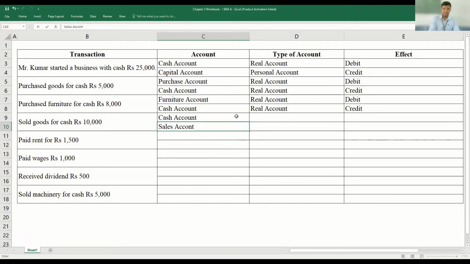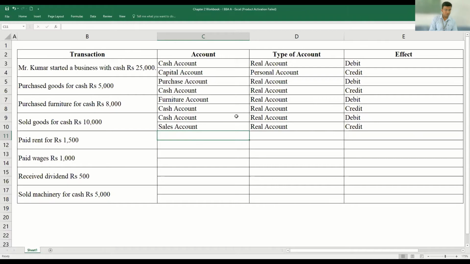Cash account and sales account. Cash account is what type of account? Cash account is real in nature. Sales, what type of account is it? That is also real in nature. Now, when you sell goods for cash, cash will be coming into your business, so that is debit. And what is happening to the goods? Goods will be going out, so you will credit. The next transaction goes like this: paid rent for rupees 1,500.